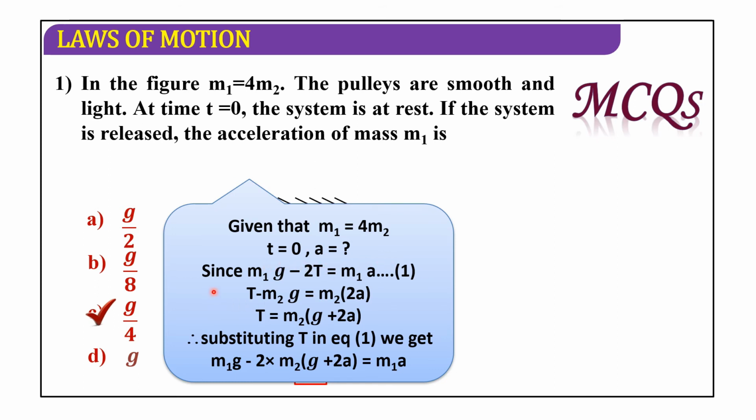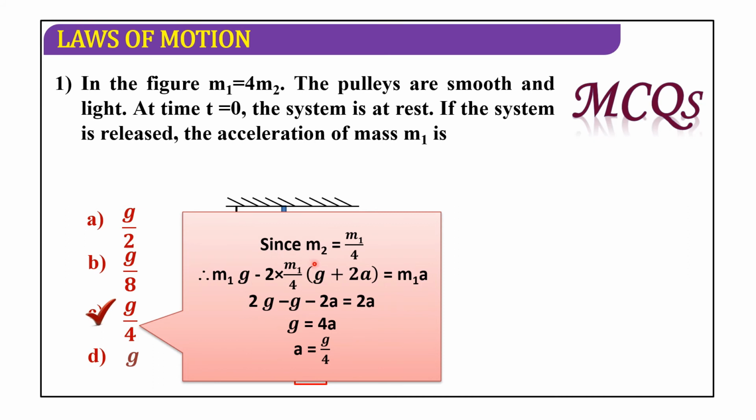So m1g minus 2T is equal to m1a, this is equation number 1, and T minus m2g is equal to m2 of 2a. So from this T is equal to m2 into (g plus 2a). Substituting T in equation 1, we get m1g minus 2 of m2 into (g plus 2a), that is equal to m1 into a.